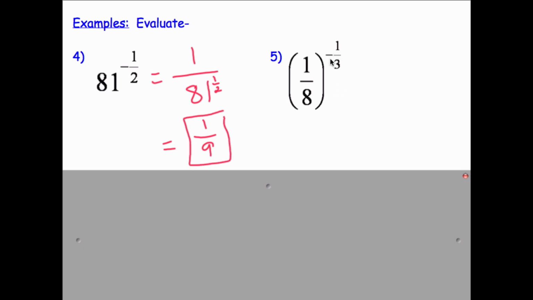Same thing is happening here. We have a negative, so we want to flip this fraction over. 1/8 is going to flip over to 8 over 1, which we could then say is just 8 raised to a positive 1/3 instead of a negative 1/3. And that would give us the cube root of 8, which is 2.